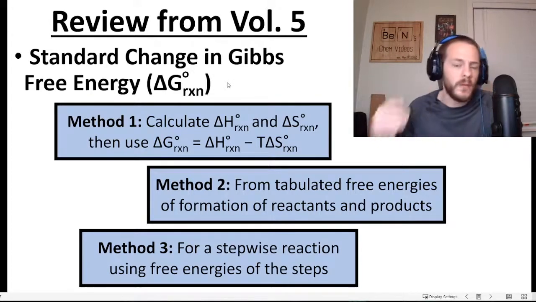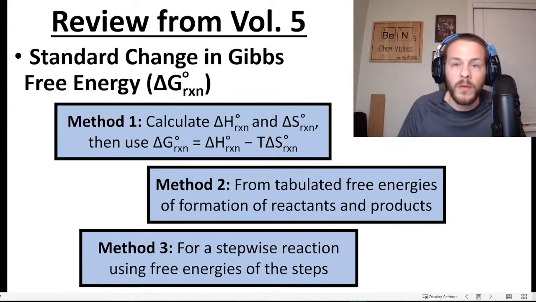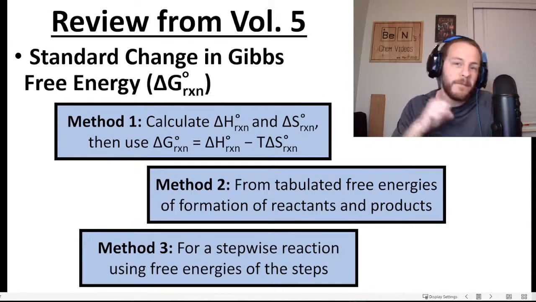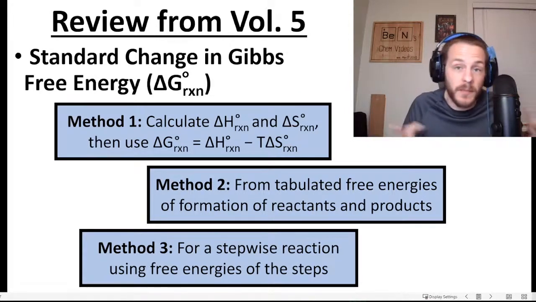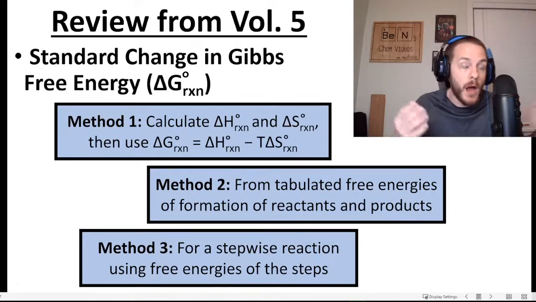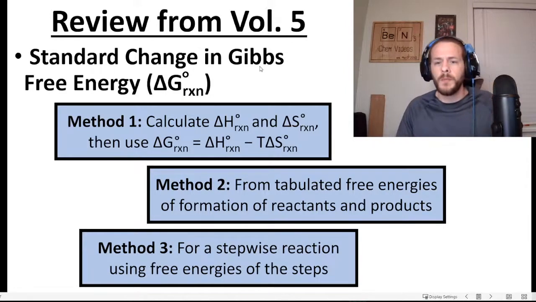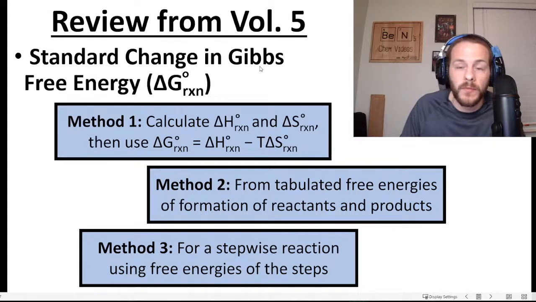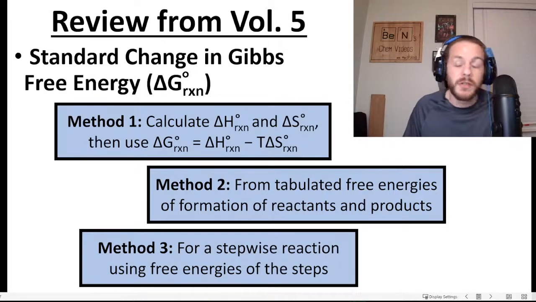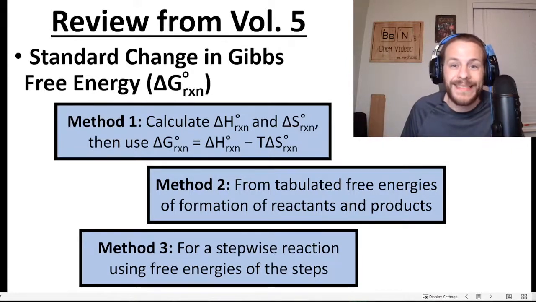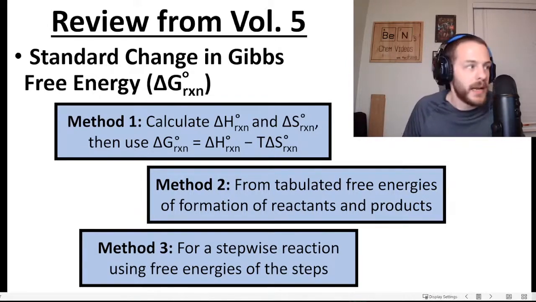We know it's related to the entropy of the universe, and we also know that a negative value of delta G indicates a spontaneous process. A positive value of delta G means it's non-spontaneous. And so the standard change in Gibbs free energy is simply the change in Gibbs free energy over the course of a chemical reaction such that the reactants and products are all in their standard states. So by now, we should know what a standard state is.